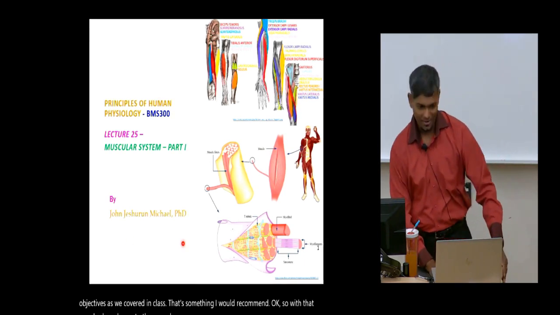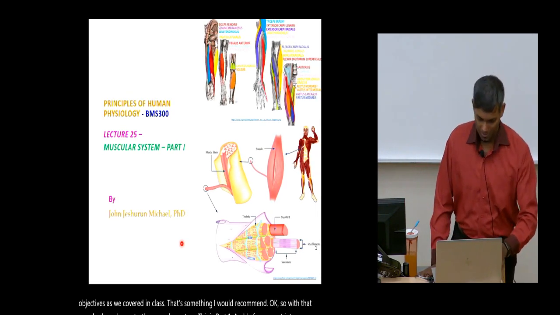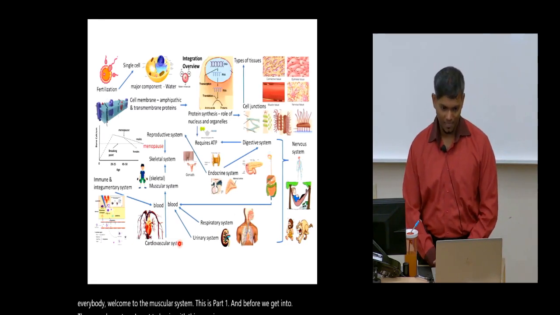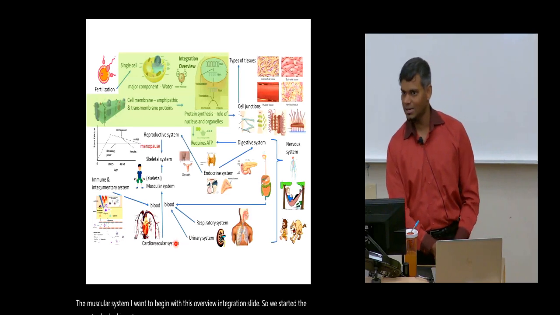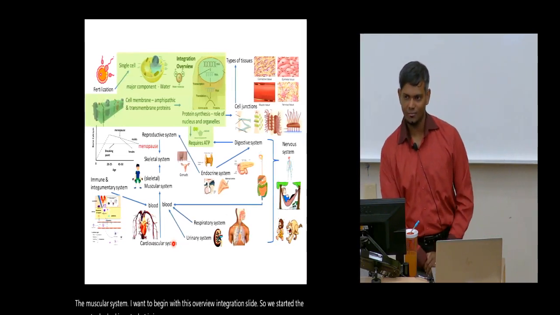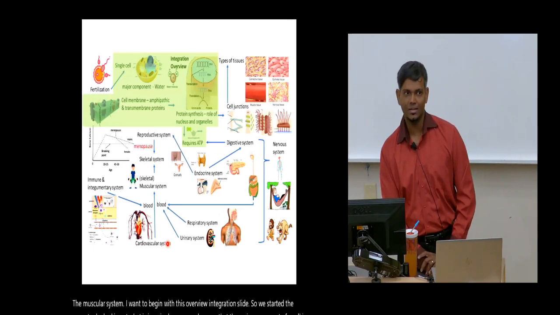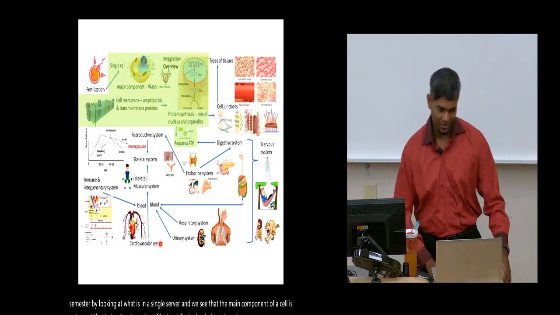This is part 1, and before we get into the muscular system, I want to begin with this overview integration slide. Alright, so we started the semester by looking at what is in a single cell, right? And we see that the main component of a cell is water, and that led to the discussion of hydrophilic and hydrophobic interactions and amphipathic interactions.